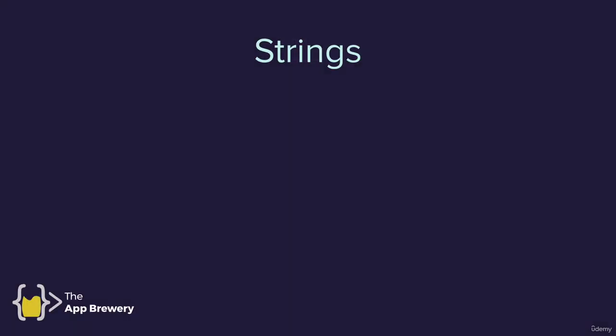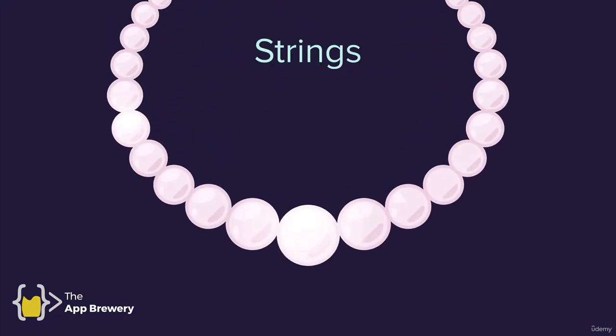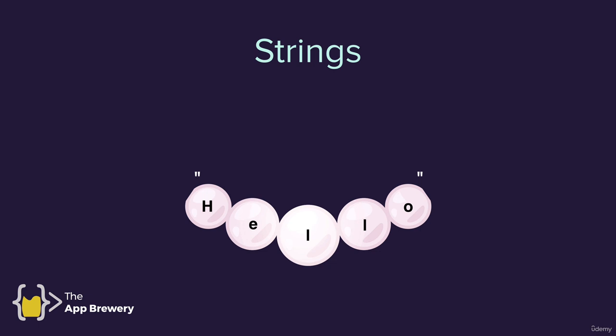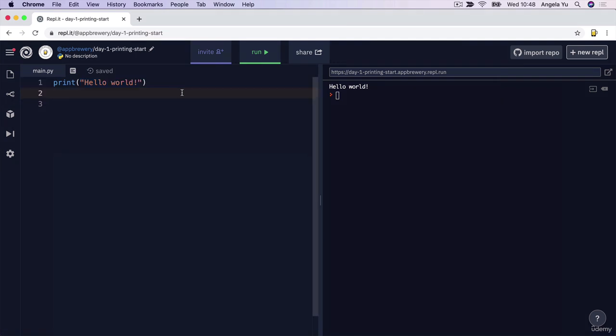And these pieces of text in programming lingo are known as strings. You can imagine it as almost like a pearl necklace, right? It's a string of characters. And what the double quotes do is they basically show the beginning and the end of that string of characters. So that means you have to be really careful when you're typing.